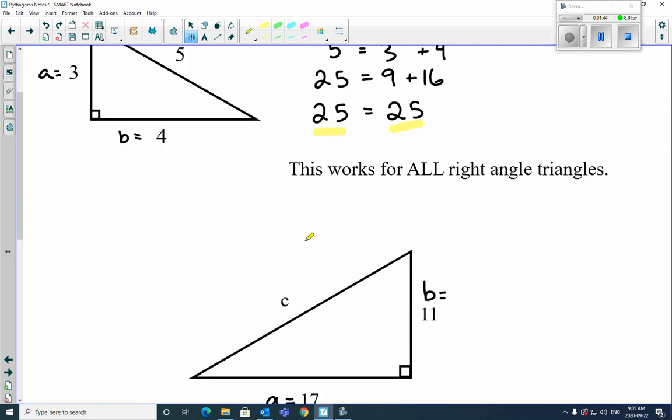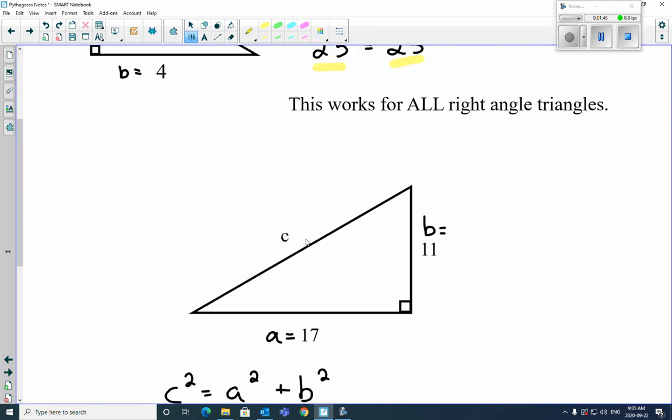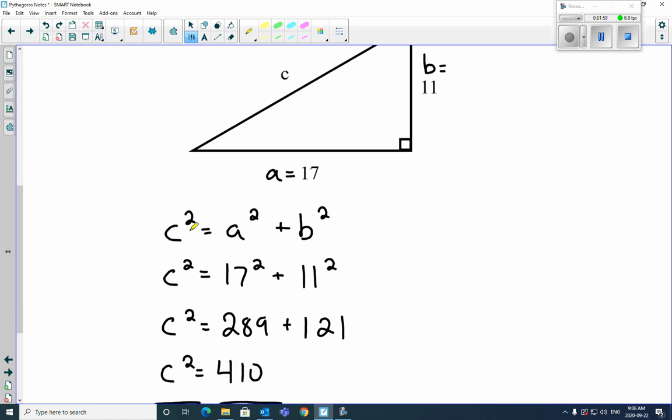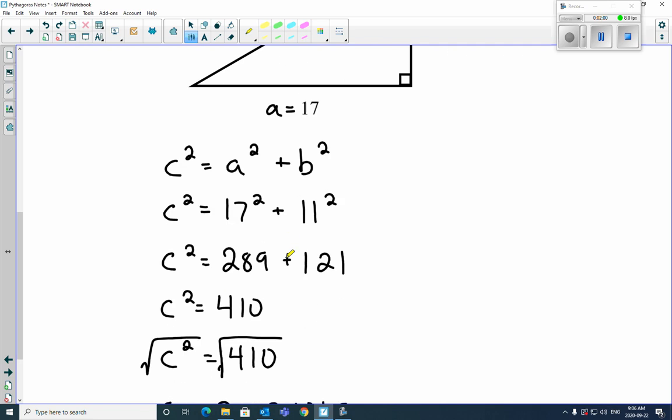Now, let's work an example through with different numbers. Again, right angle triangle, there's our box. C is the hypotenuse, and it doesn't matter how we label A and B, these could be backwards. What we're looking for in this case is the longest side. So write out the formula, C squared equals A squared plus B squared. Plug in the numbers, 17 squared and 11 squared, and these could be backwards, it makes no difference. 17 squared is 289, 11 squared is 121.